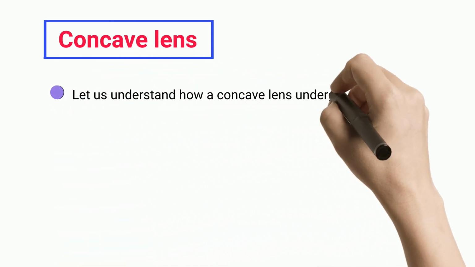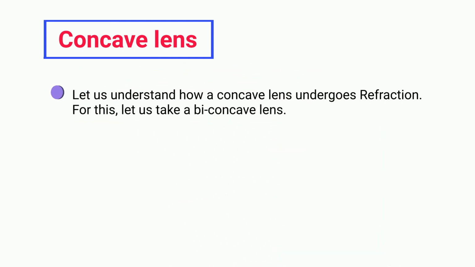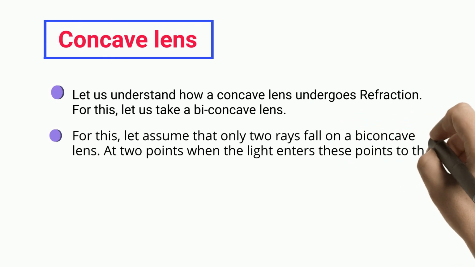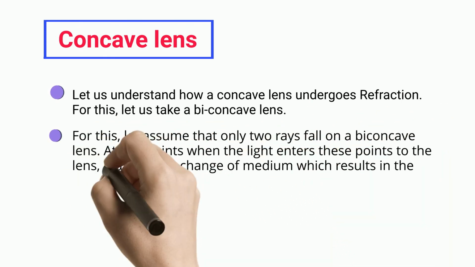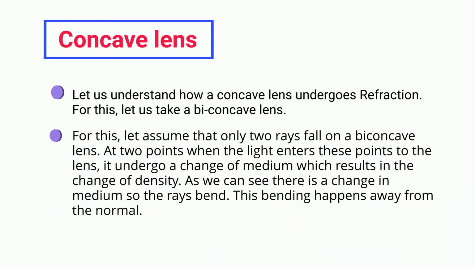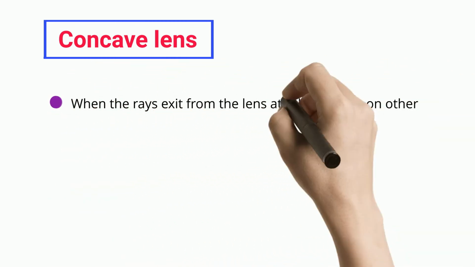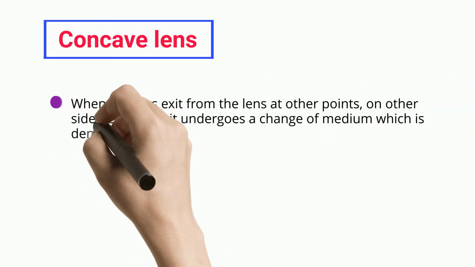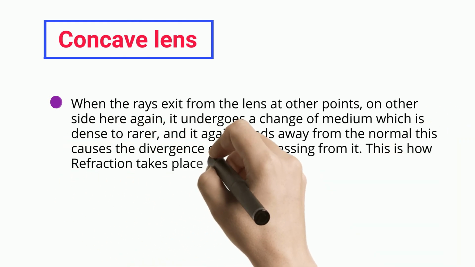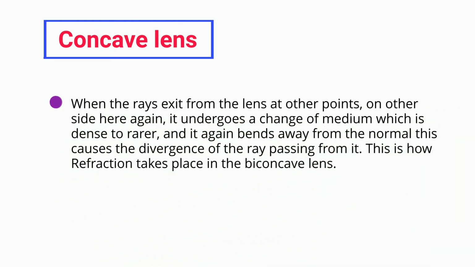Concave lens. Let us understand how a concave lens undergoes refraction. For this, let us take a biconcave lens. Let us assume that only 2 rays fall on a biconcave lens. At 2 points, when the light enters the lens, it undergoes a change of medium, which results in the change of density. As we can see, there is a change in medium, so the rays bend. This bending happens away from the normal. When the rays exit from the lens at other points on the other side, here again it undergoes a change of medium, which is dense to rarer, and it again bends away from the normal. This causes the divergence of the rays passing through it. This is how refraction takes place in the biconcave lens.